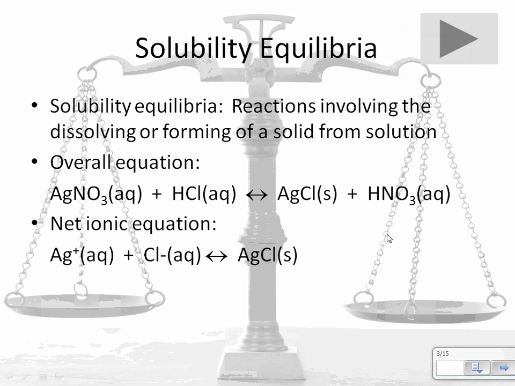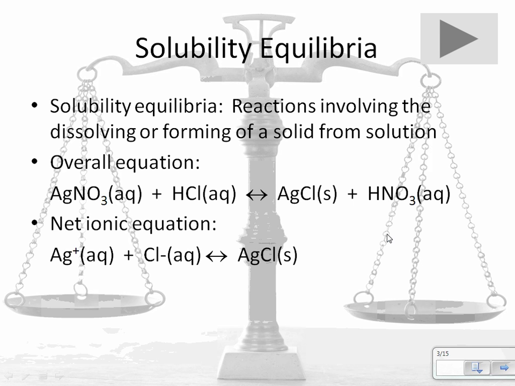I gave you the definition of a solubility equilibrium earlier on in the unit, but we'll just recap that. A solubility equilibrium is basically when a reaction involves dissolving or forming a solid from a solution. Here's an example of an equation that you probably would have seen in grade 11. It's a double displacement reaction: silver nitrate and hydrochloric acid makes silver chloride and nitric acid.